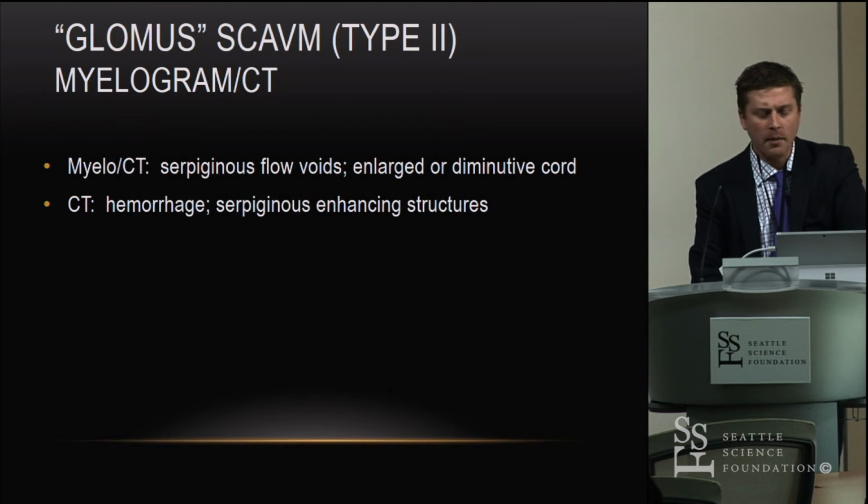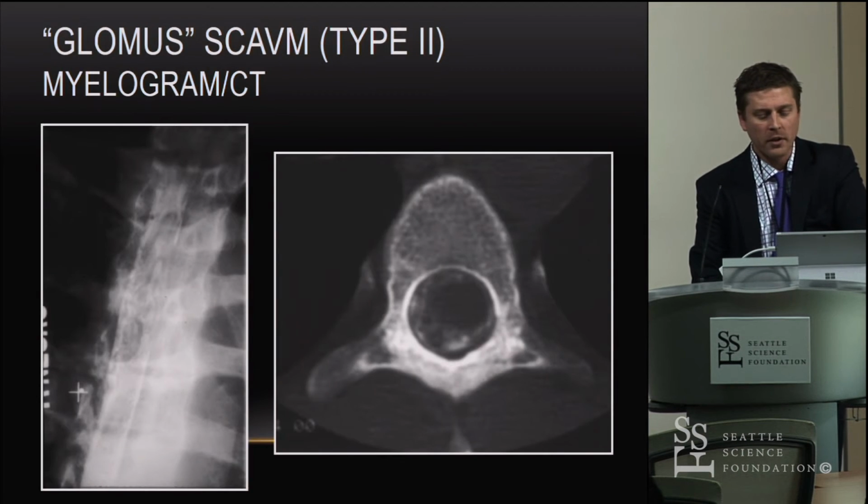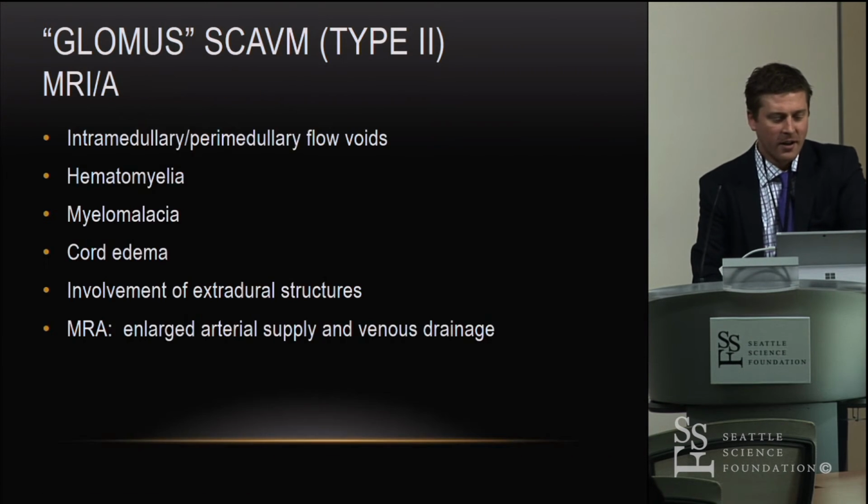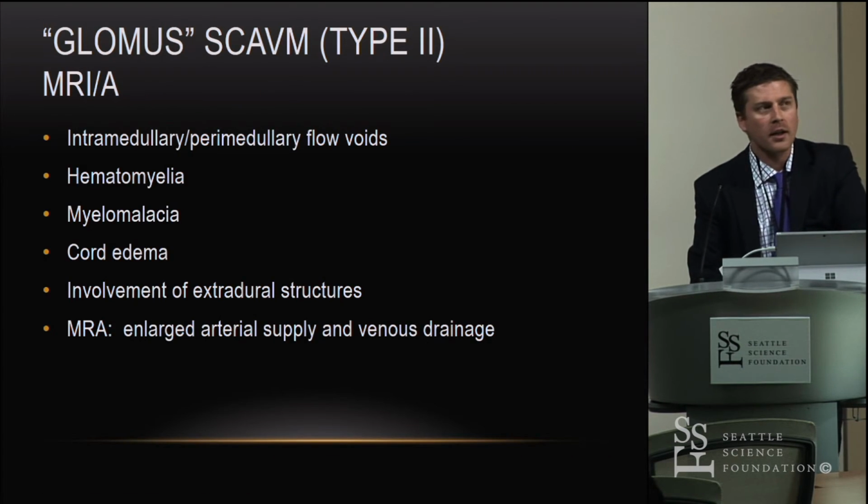On the myelogram, you guys don't see as many myelograms anymore, but you can see the serpiginous vessels in the spinal fluid space. Of course, doing a myelogram on these patients, you just want to make sure you don't hit one of those vessels. With the MRI, again, you see the T2 signal change from swelling, hematomyelia. You can get intramedullary hemorrhage.